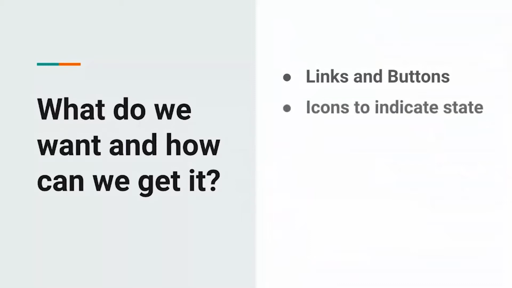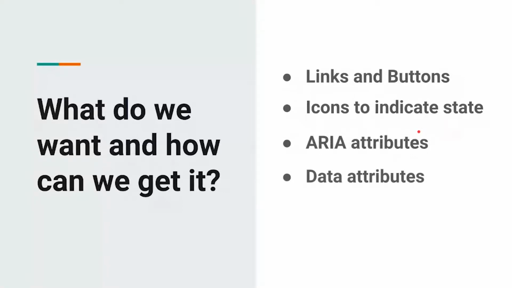We want some icons to indicate the state of our menu visually. That would be nice. We want to give people an idea of whether the menu is open or closed. Inside the markup, we might want some ARIA attributes. These are part of the HTML spec, basically, and they can help with screen readers, people who are interacting with the menu in that way. We might want some data attributes. Data attributes can contain all kinds of stuff, but they're also part of the HTML that we can add.